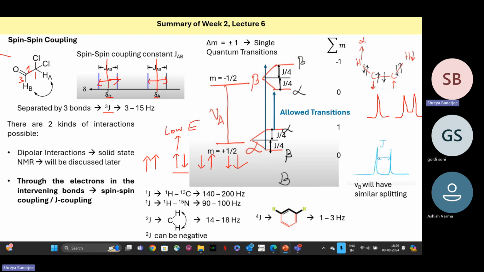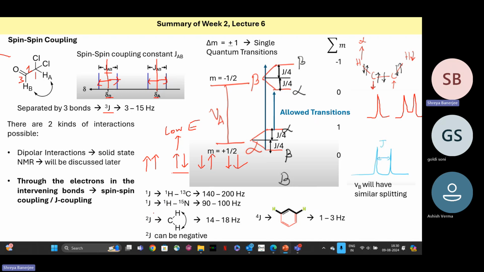And the frequency difference between this pair, that is written here as JAB, is the spin-spin coupling constant. So this was 3-bond coupling or 3J coupling, and it has a value of 3 to 15 Hertz. Coupling can also occur with only one bond separation, like if you have 1H and 13C directly attached, or 1H and 15N directly attached. That is only one bond separation, and it is called a 1J coupling. And they have different frequency values, which you can remember.